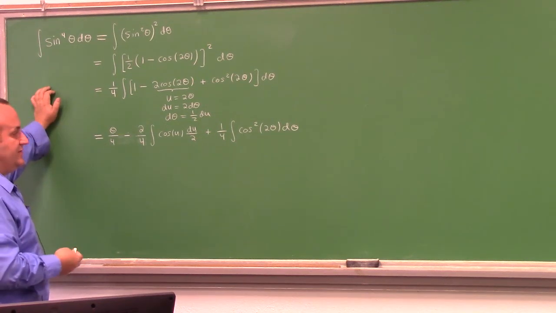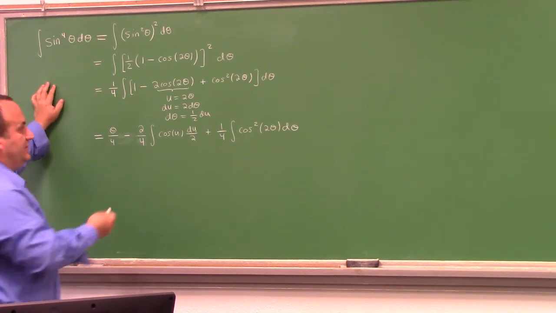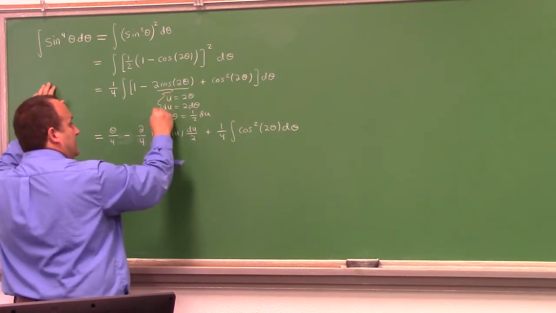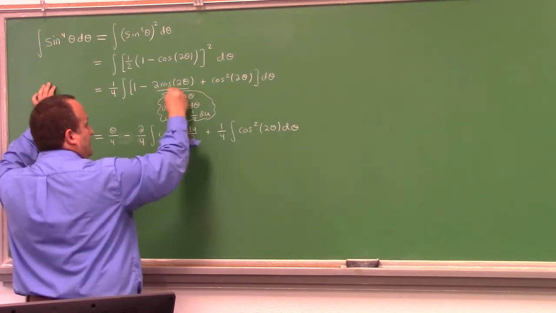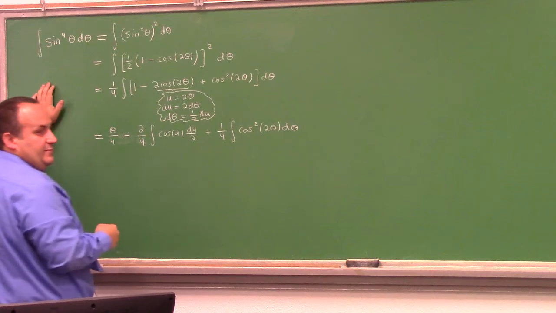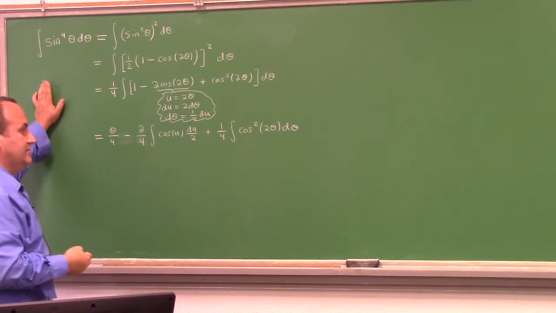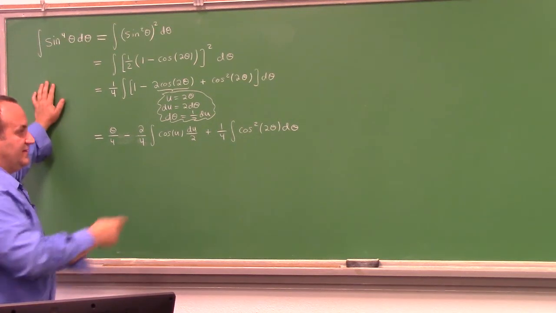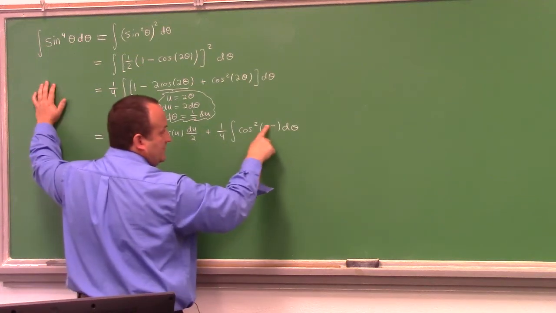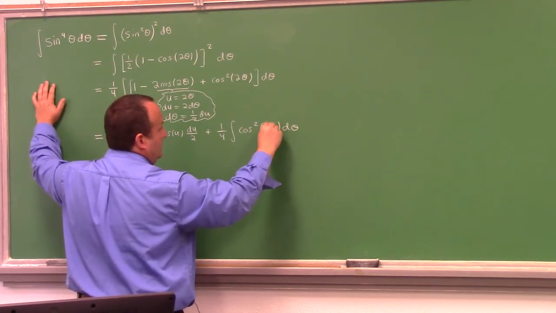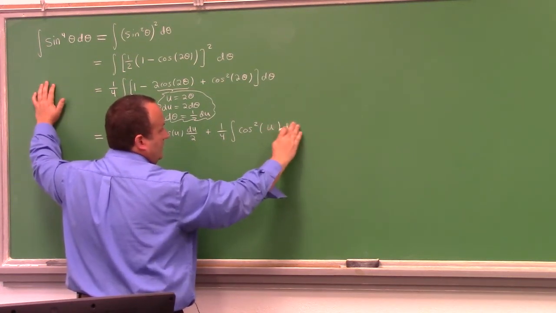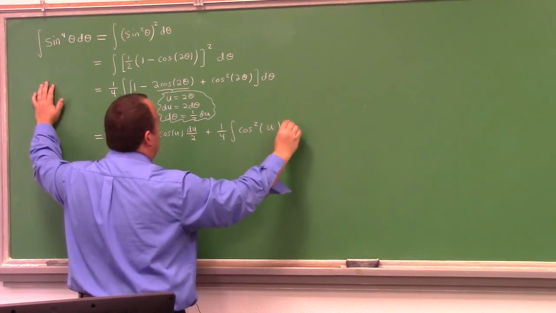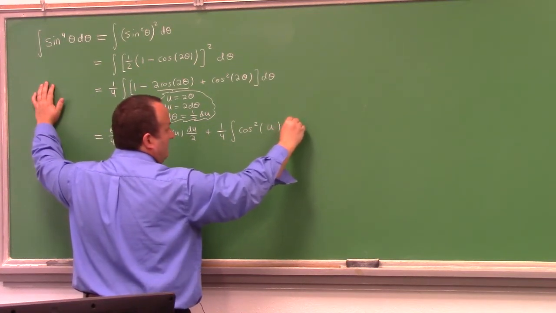It's up to you guys. What do you guys want to do? Should we use this u substitution on this piece as well? If we did, what would that look like? Instead of having 2 theta, we could put a u here, right? And d theta would be what? It would be du over 2.